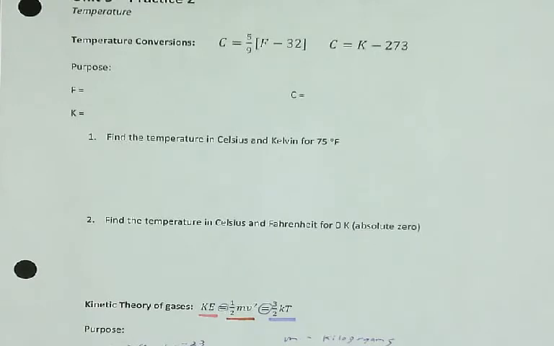The basic idea is the temperature of an object is proportional to how much kinetic energy it has. And so therefore, as you decrease your kinetic energy, you decrease your temperature.